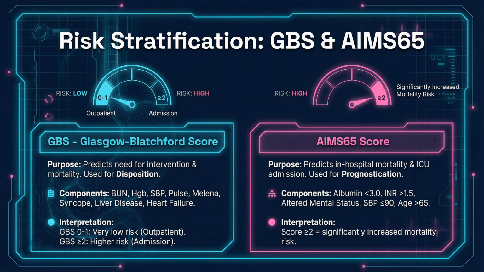A complementary tool is the AIMS65 score. Its purpose is to predict in-hospital mortality and the need for ICU admission, so it's used for prognostication. It's a simple 5-point score, with 1 point for each of the following: albumin less than 3.0, INR greater than 1.5, altered mental status, systolic blood pressure of 90 or less, and age greater than 65. A score of 2 or more is associated with a significantly increased risk of mortality.